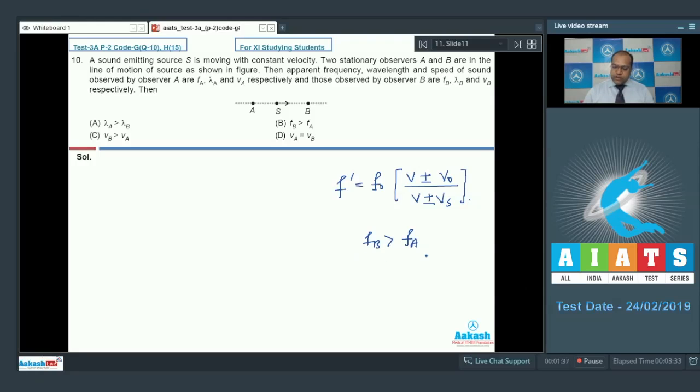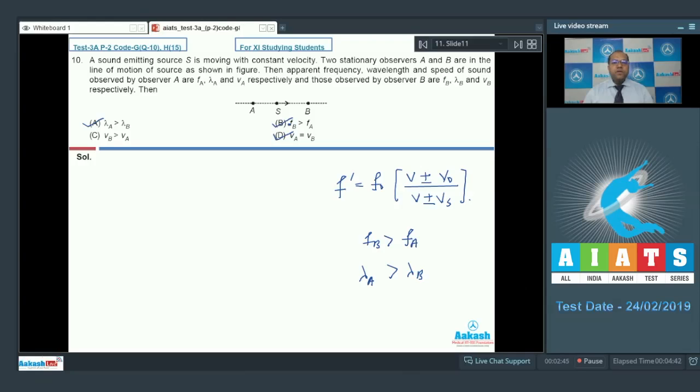Since the frequency is increasing, the wavelength will decrease. So in the direction of the source, the wavelength decreases. The apparent wavelength for observer B is less than the apparent wavelength for observer A. So option B is correct and option A is also correct. Now the apparent velocity of sound for both observers will remain the same. So option D is correct and option C is wrong. So the correct answers for question number 10 are options A, B and D.